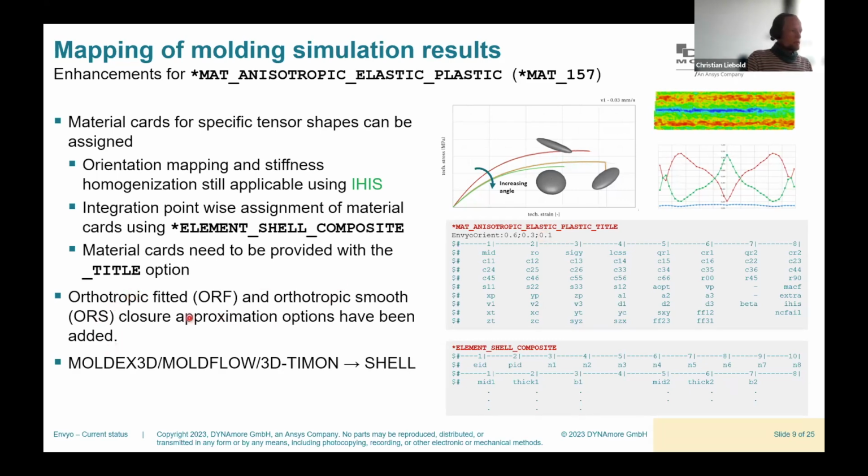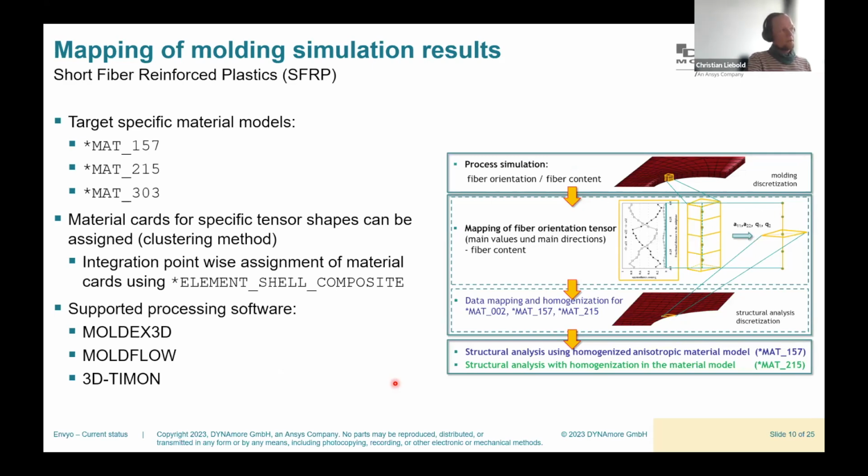As I said, we support different closure approximation methods, and here we have basically a list of solvers which we tried to link to ENVYO. So we support Moldex3D, Moldflow, and 3D Timon. I think we also support CADMOULD through the VMAP file, and we don't just support the mapping to shells. We also support the mapping to solids. So hexahedral, pentahedral, tetrahedral elements can also be handled for this material model, but also for the other material models.